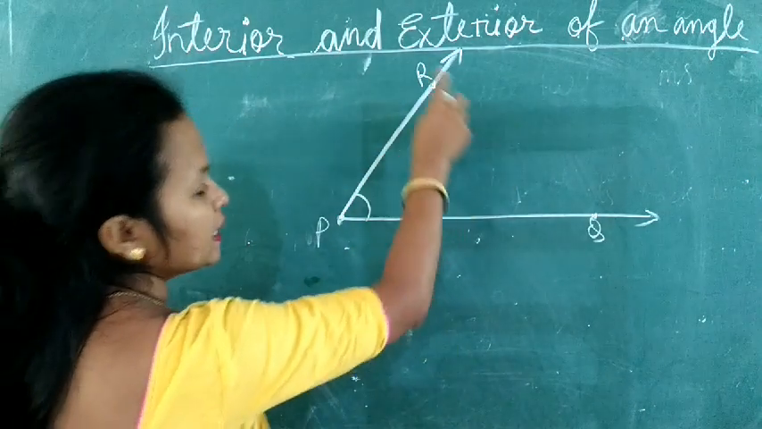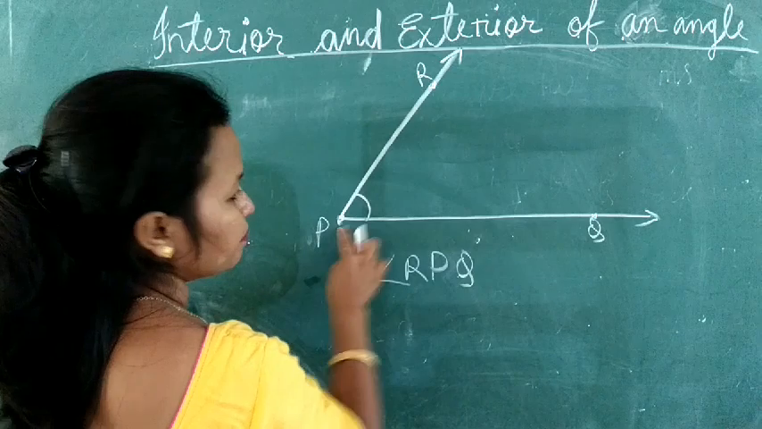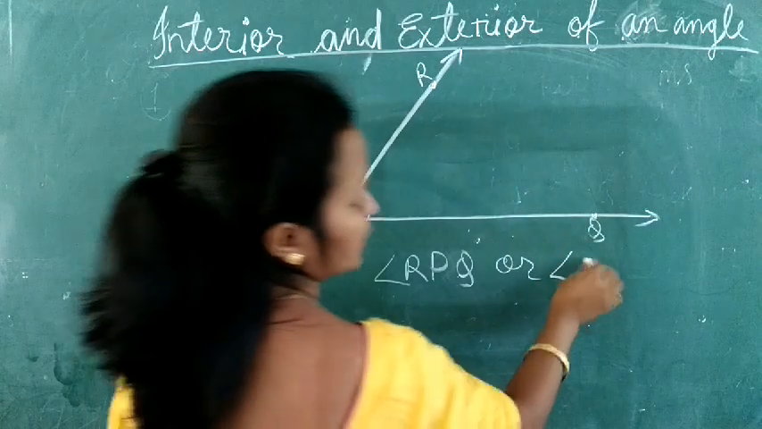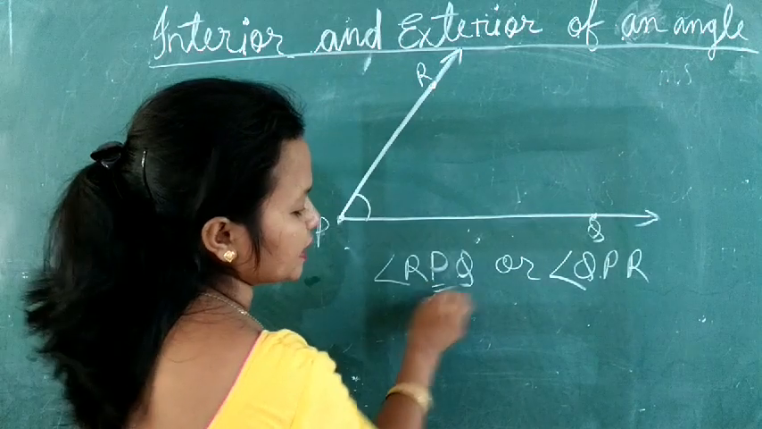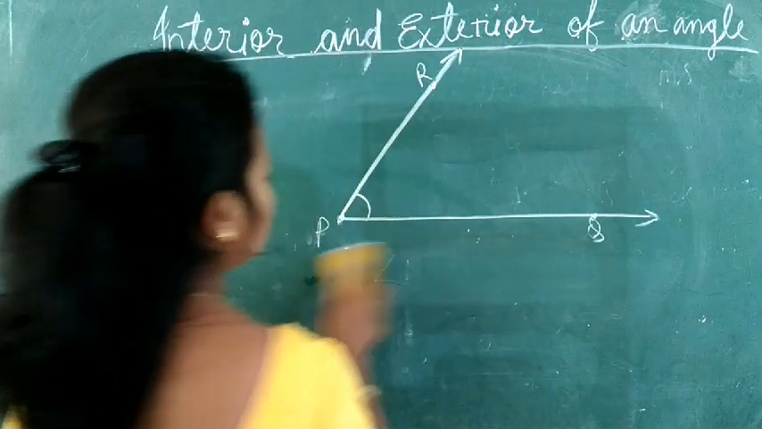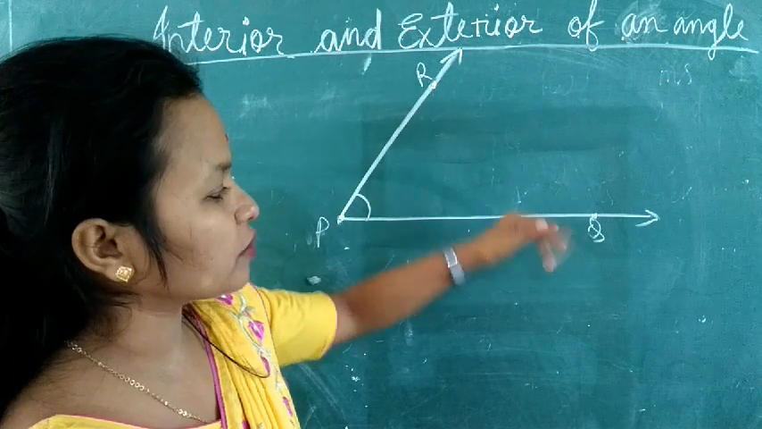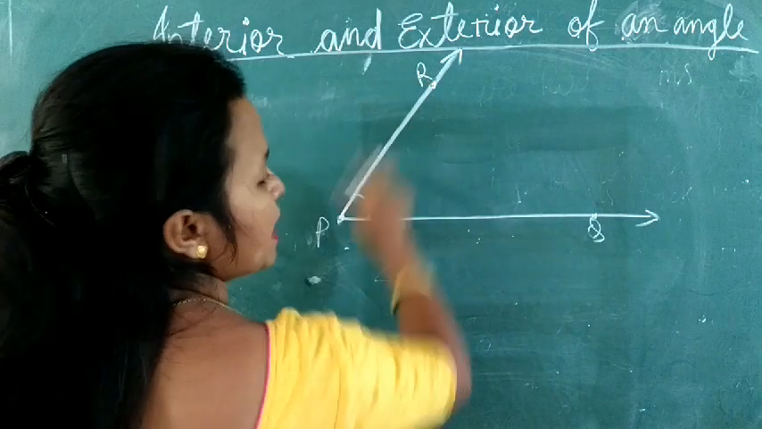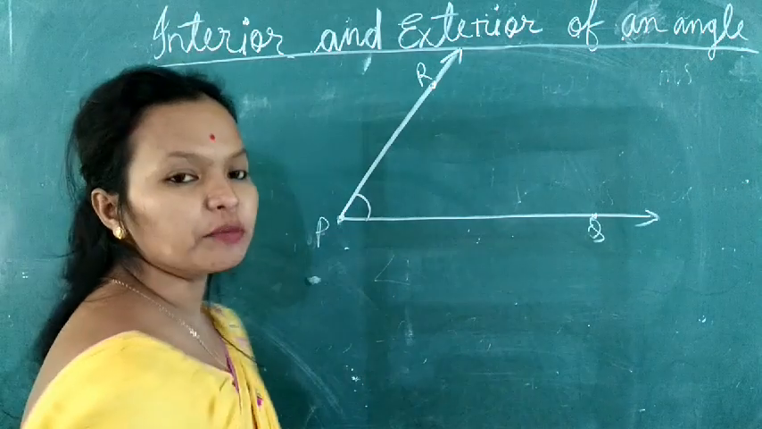Then how can we name this? The name of this angle is angle RPQ, or angle QPR. Here the common endpoint is P, so P is in the middle. Now name the two arms of this angle. The arms are PQ and PR. If I ask for the vertex of this angle, then P is the vertex of this angle.